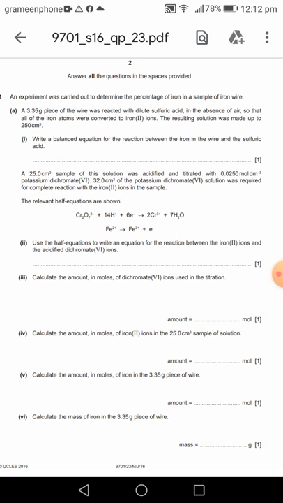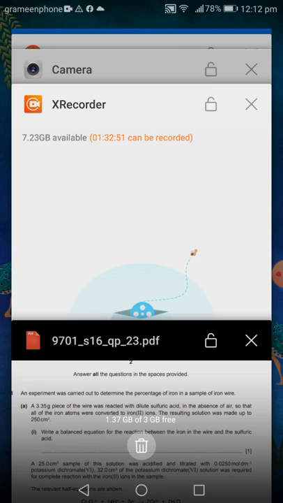The resulting solution was made up to 250 cm cube. Okay, this is the important point. The resulting solution is made up to 250 cm cube. That is, the solution is being diluted. Okay, so what's going on? Let's go for solving. I hope you can see. Let me rearrange it.